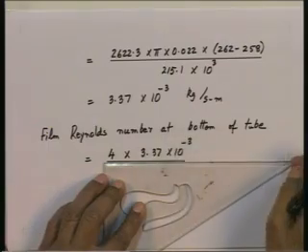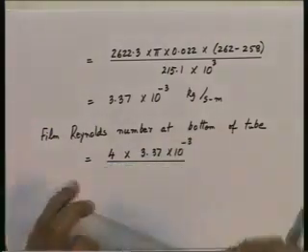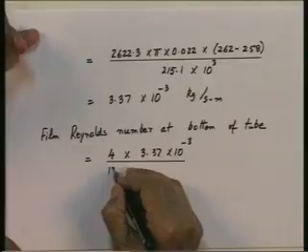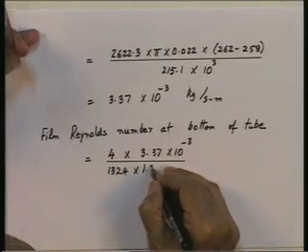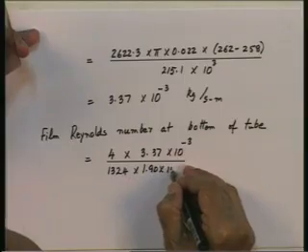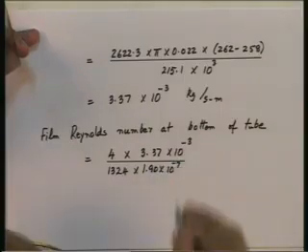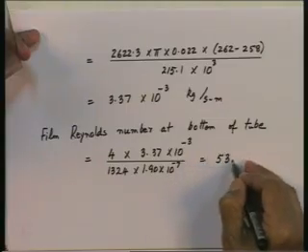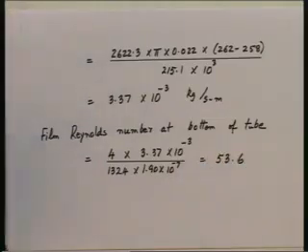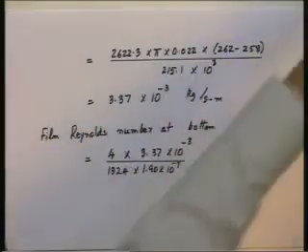So, we will get divided by viscosity mu is 1324 multiplied by 1.90 into 10 to the minus 7. So, this comes out to be 53.6. So, the film Reynolds number at the bottom of the tube is 53.6.